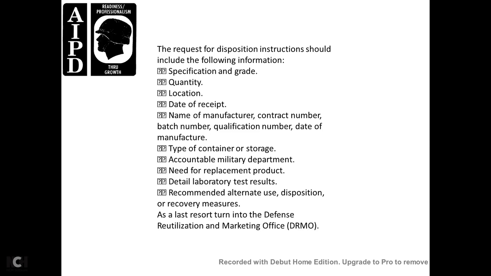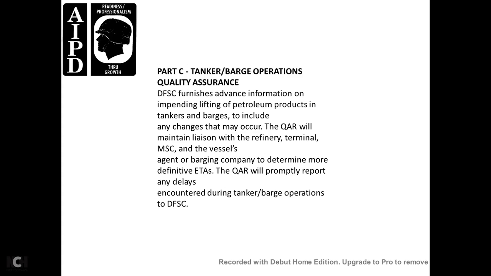17070. The request for disposition instructions should include the following information: specific grade, quantity, location, date of receipt, name of the manufacturer, contract number, batch number, qualification number, date of manufacture, type of container, standard storage, accountable military department, need for replacement product, detailed laboratory test results, recommended alternative disposition or recovery measures, and lastly return to the Defense Reutilization and Marketing Office.